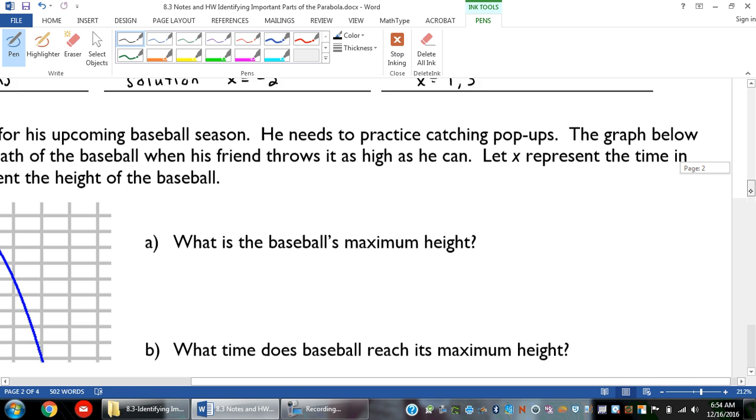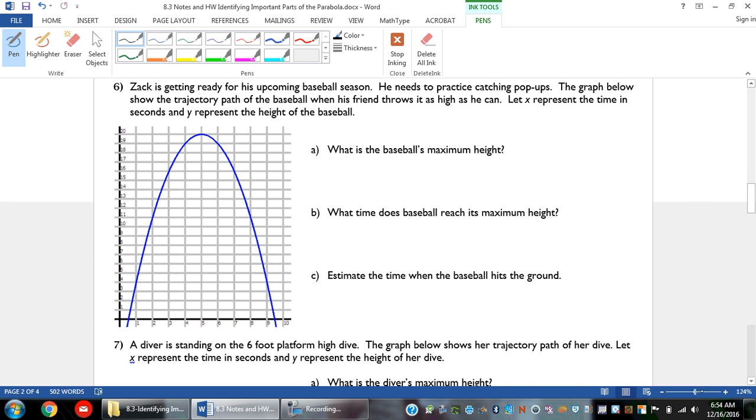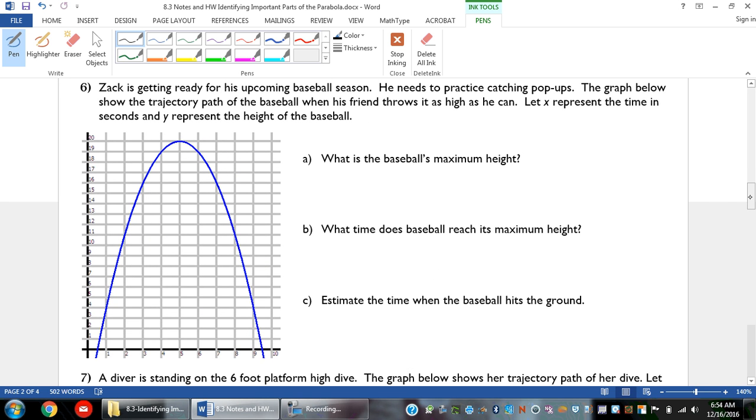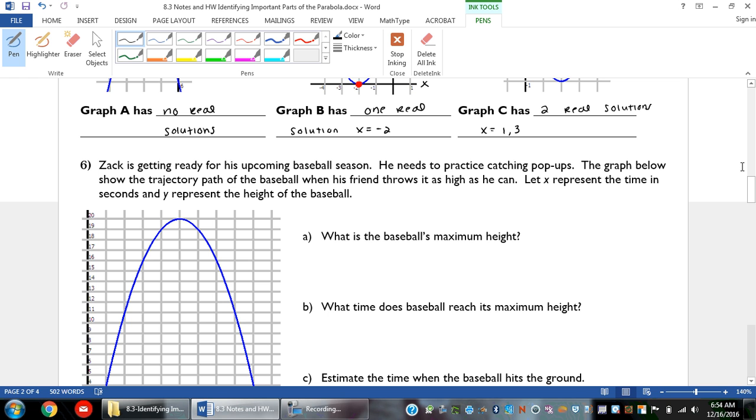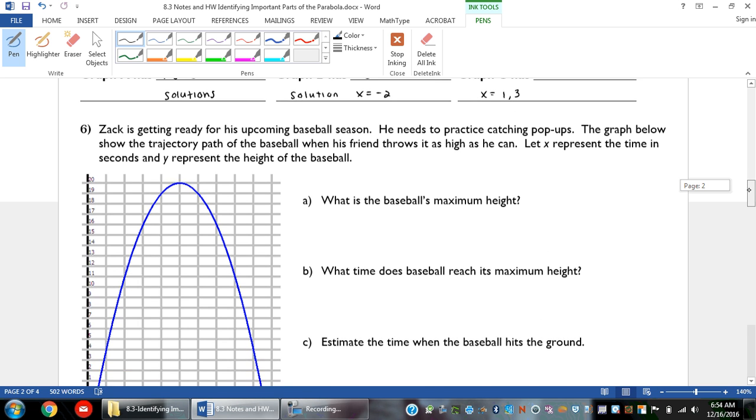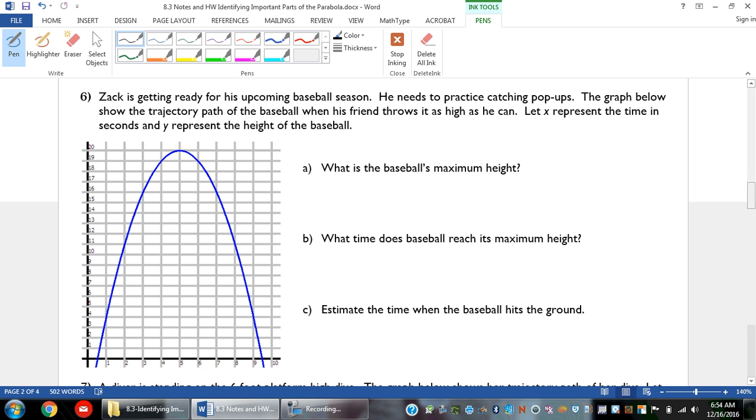All right, let's go ahead and do a quick application question, and then you can try one on your own. So Zach is getting ready for his upcoming baseball season. He needs to practice catching pop-ups. If you don't know what a pop-up is, you just throw the baseball as high as you can, and then it comes right back down. The graph below shows the trajectory path of the baseball when his friend throws it as high as he can. So his friend's over here, he throws the baseball, it gets all the way up here, and it comes back to the ground. Let x represent the time, and y represents the height.